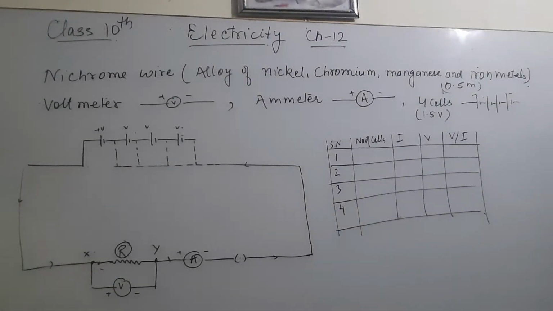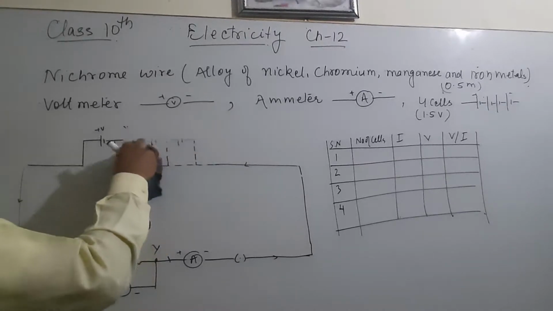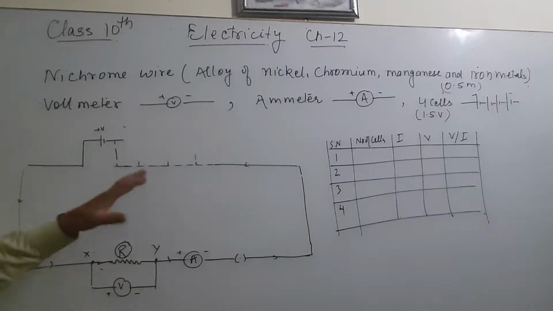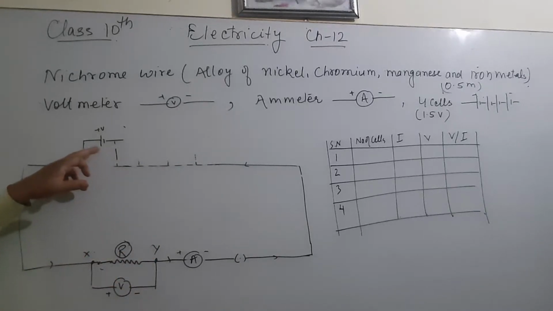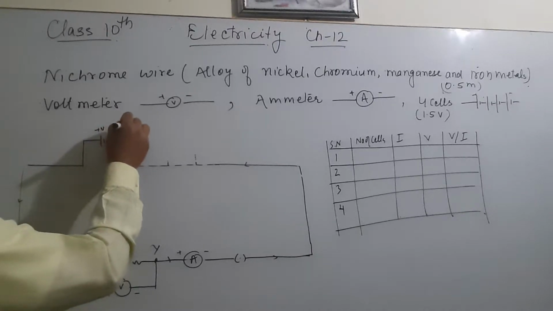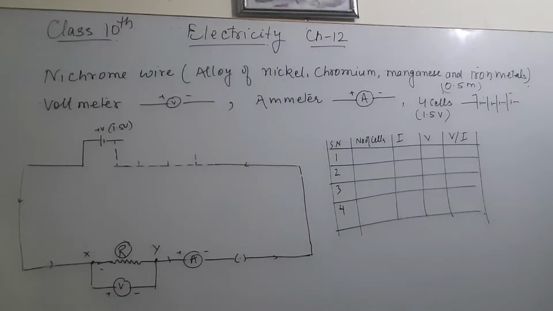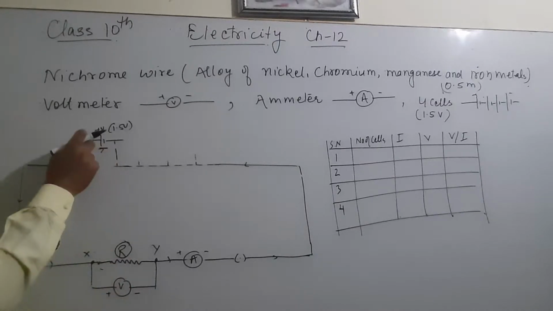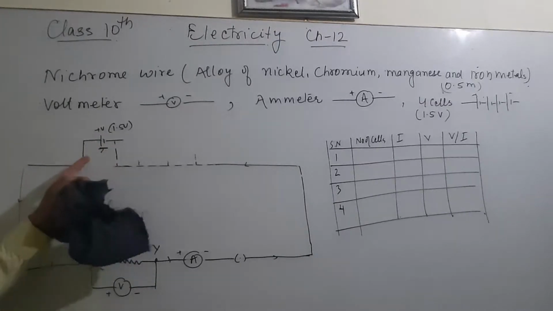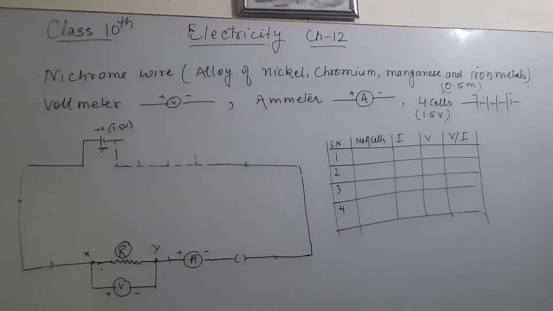First Ohm took one cell. He arranged only one cell. In the given circuit, he arranged one cell of 1.5 volt. The reading of the voltmeter and the reading of the cell, which has a capacity of 1.5, will be the same.